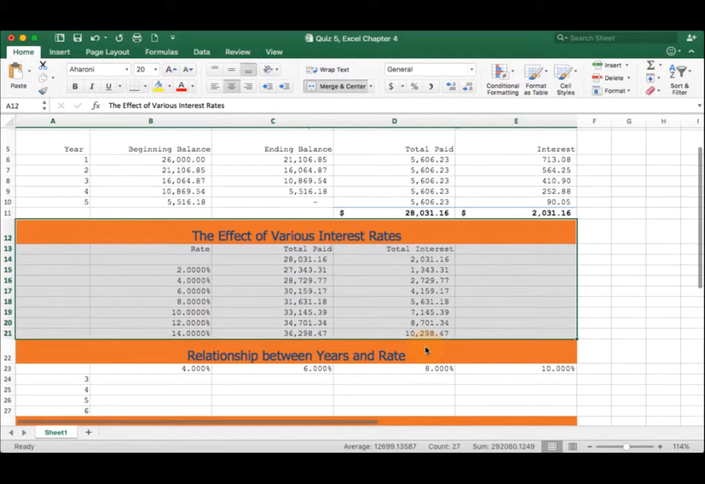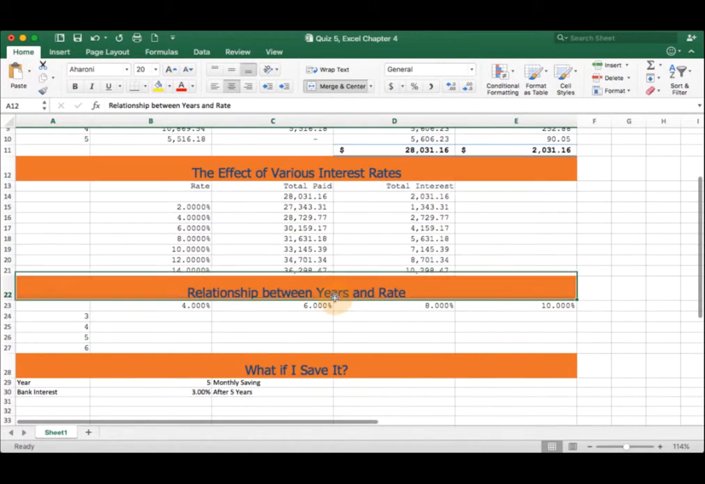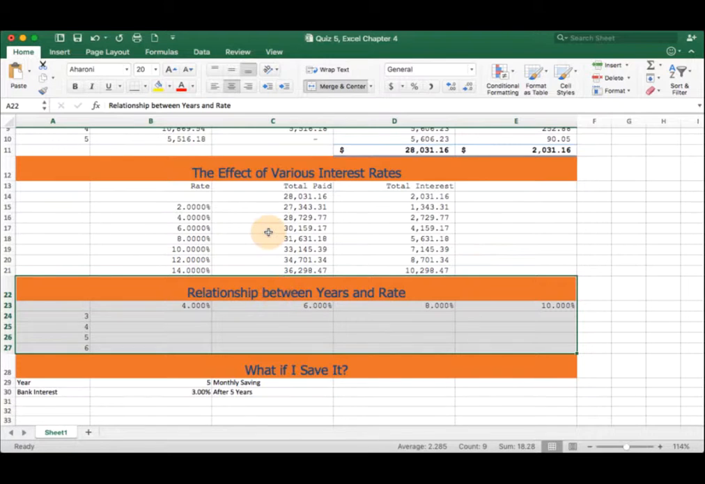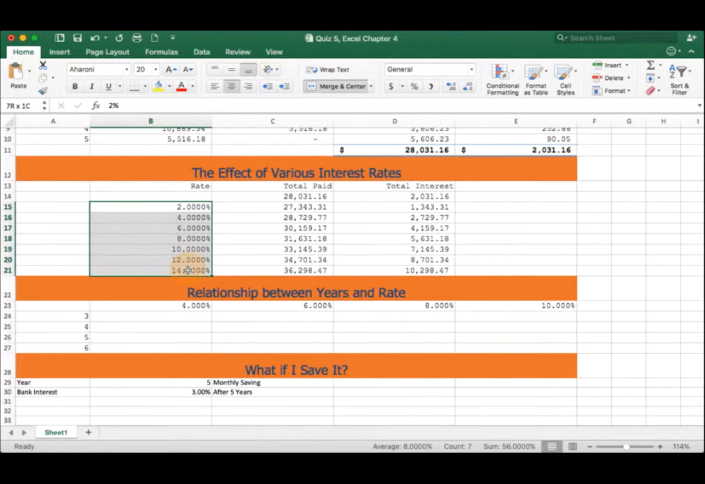Now we skip to the third table, the relationship between years and rate. We have calculated different amounts of total paid and total interest by applying different interest rates in table 2.